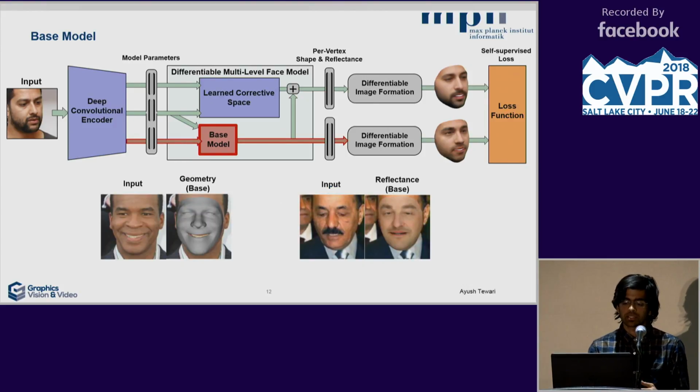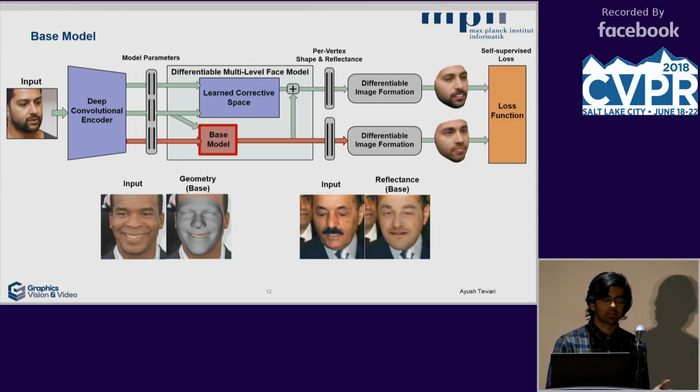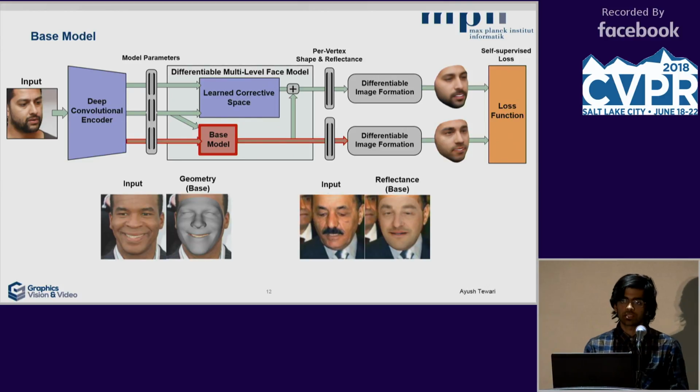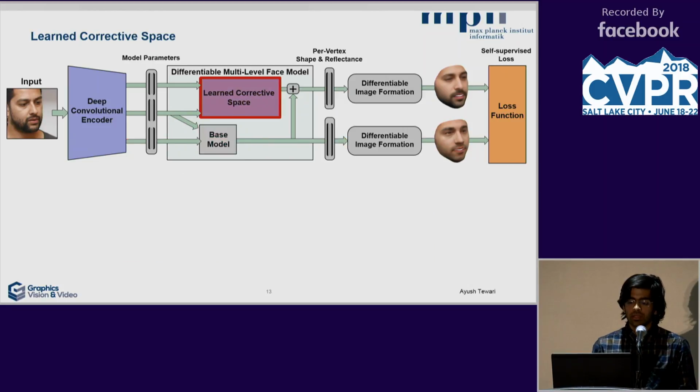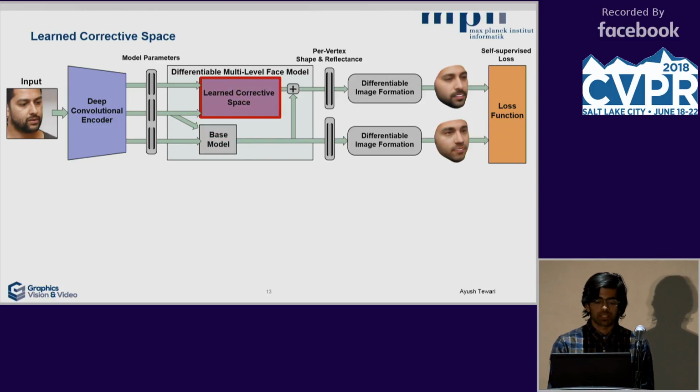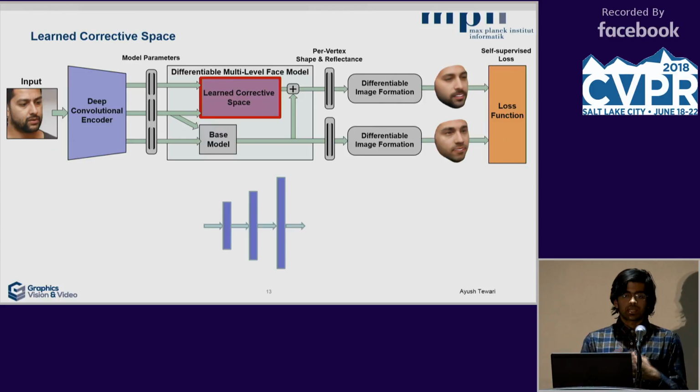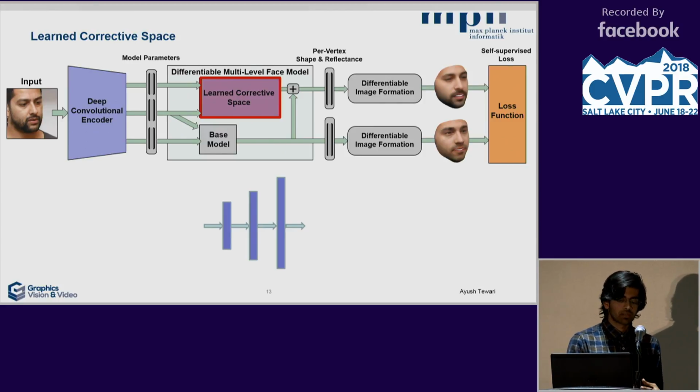Here you see some reconstructions obtained using just the base model. We can obtain nice reconstructions, but they're not high quality or very personalized to the input images. This is why we add our corrective space. This corrective space will try to capture the outer subspace variations which are not present in the base model.